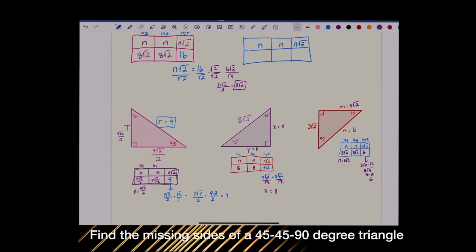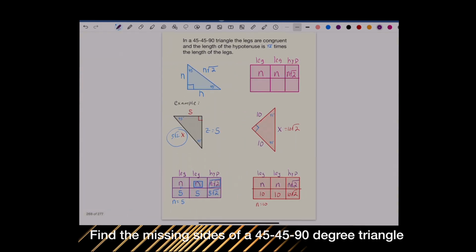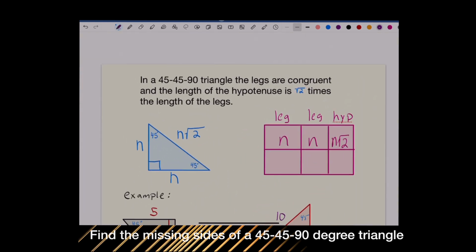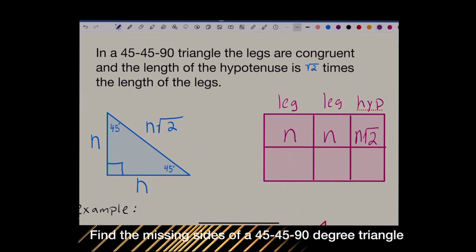So these are 45, 45, 90 degree triangles. Again, keeping in mind as you're doing your assignment, these 3 pieces. In a 45, 45, 90 degree triangle, the legs are congruent, and the length of the hypotenuse is the square root of 2 times the length of the legs. Any questions?